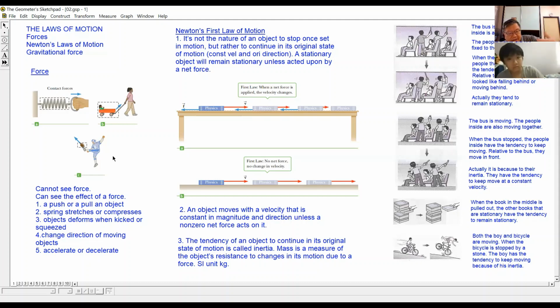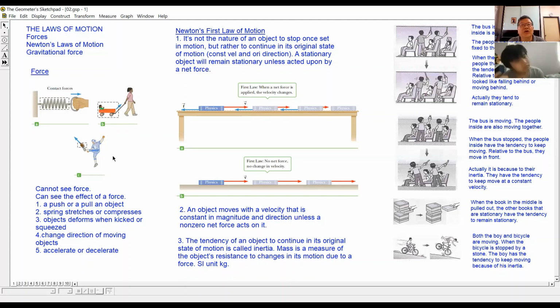Other than accelerating and decelerating, let's say an object is moving in a straight line and suddenly turns in a certain direction. By looking at the change in direction, we know that there is a force applied on this object. So far, any question regarding the effect of the force on a moving object and on a non-moving object? No question, sir. No question. Okay.